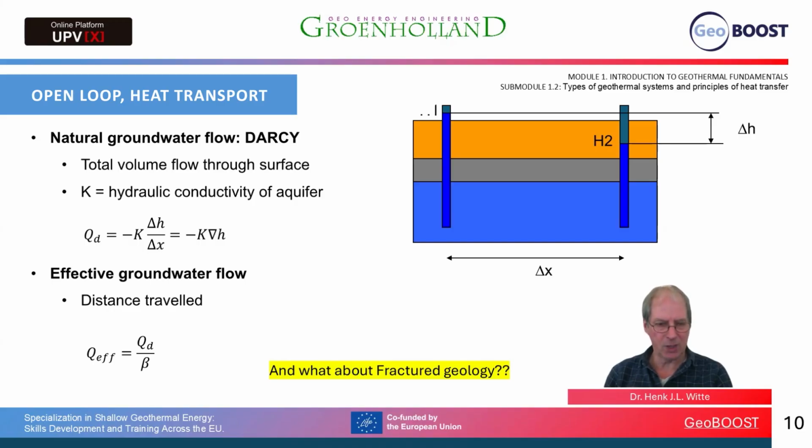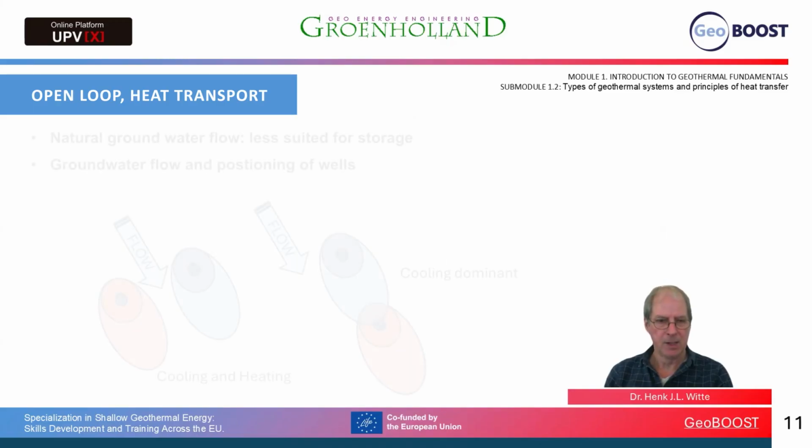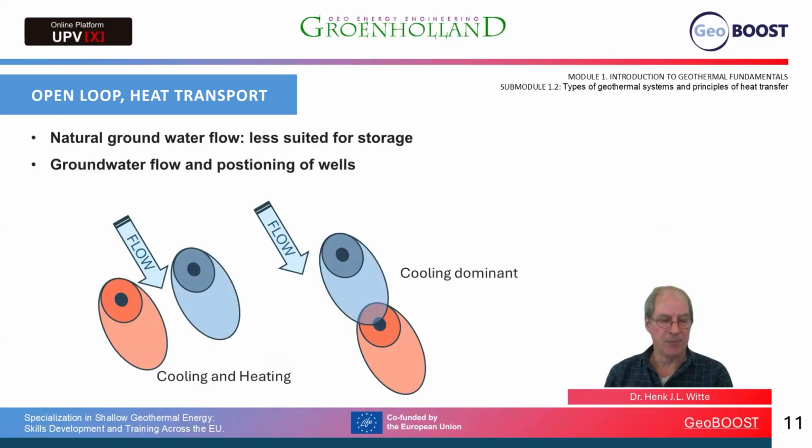Of course, we have to take into consideration that this is all valid for porous geology. If we have fractured geology and not porous aquifers, it becomes much more complicated. At the big scale, we can still work with averages, but on the local scale, we need to consider more probabilities in hitting fractures or not hitting fractures. So the effect of natural groundwater flow could mean that the aquifer is less suited for a storage application, or it can affect the way in which we want to position our wells.